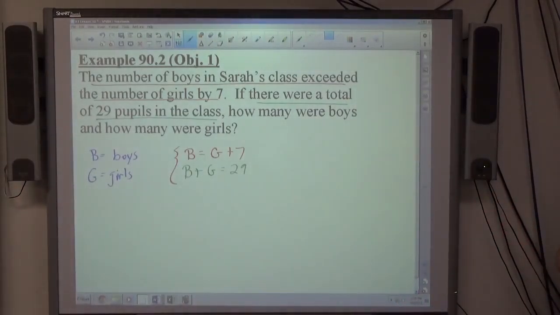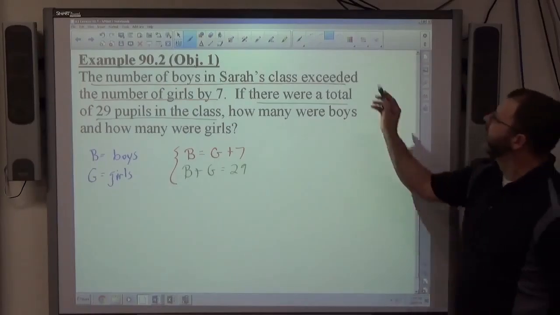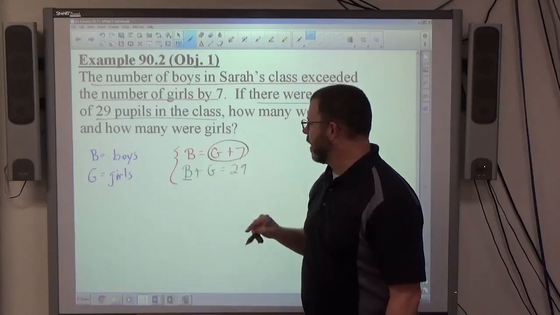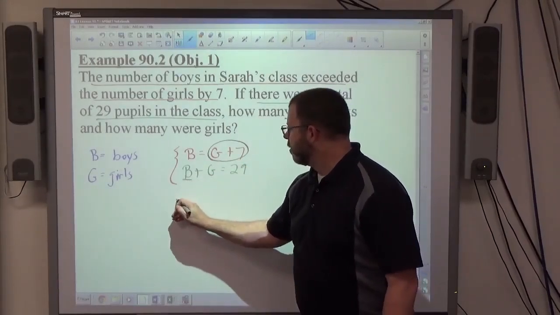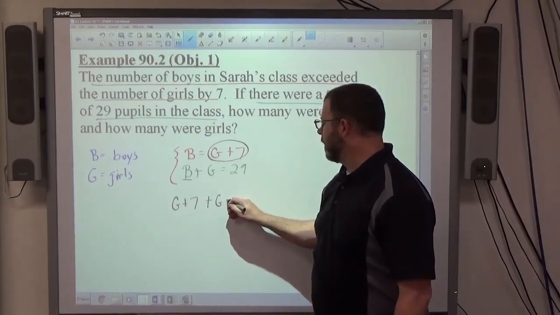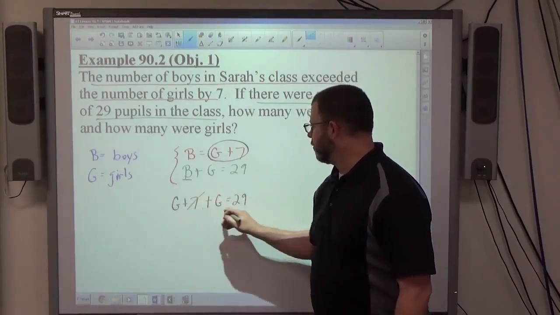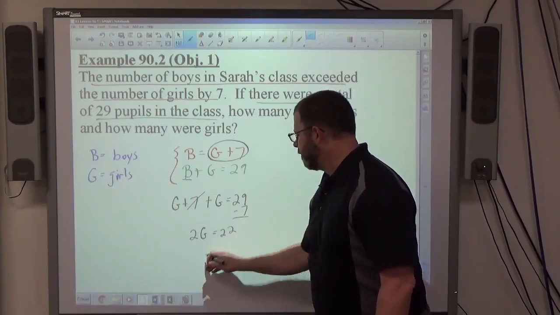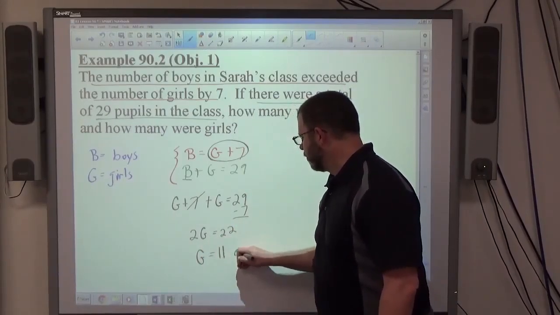Once again, looking at the structure of this system of equations, it looks like substitution is going to be more efficient than elimination. So B is equal to G plus 7. I'm going to do that substitution, this for that. So G plus 7 gets put in place of B, plus G is equal to 29. Move the 7 over here, subtract, we get 2G is equal to 22. We divide, we get G is equal to 11 girls.